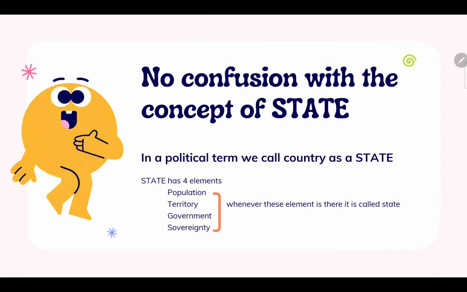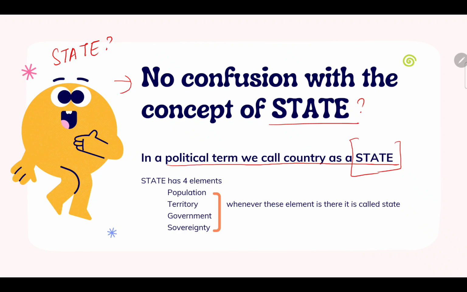Now moving to the next slide. We are talking about the term state, right? We always talk about state. As the topic itself says, no confusion with the concept of state. Don't be confused with the term state. Let me clear up the concept of state. In a political term we call a country a state. So be clear, in political terms we call a country a state.